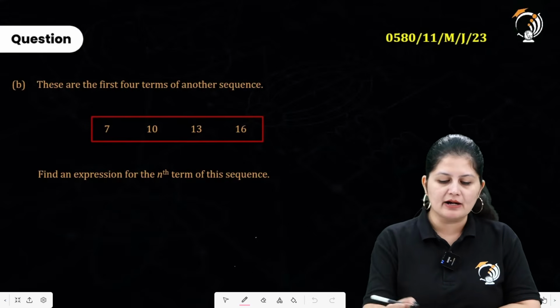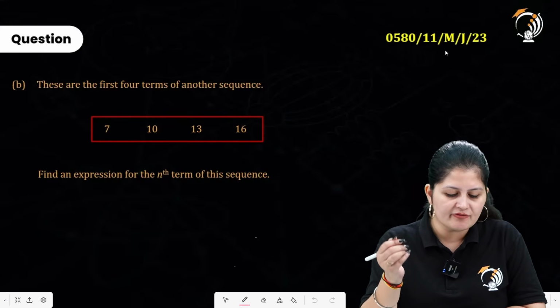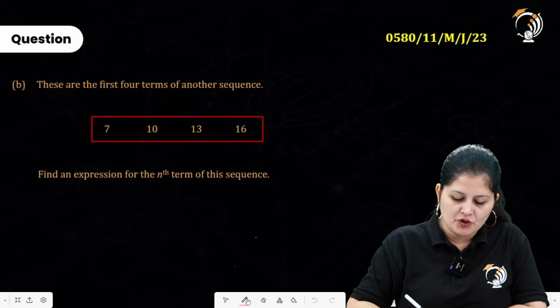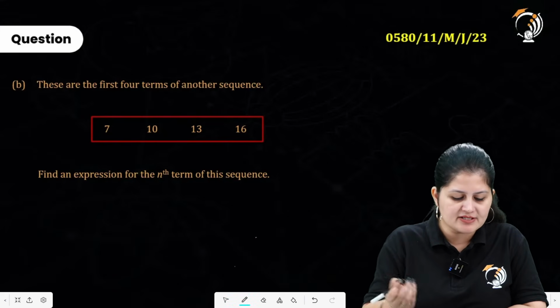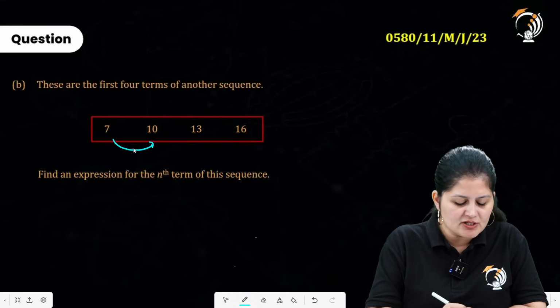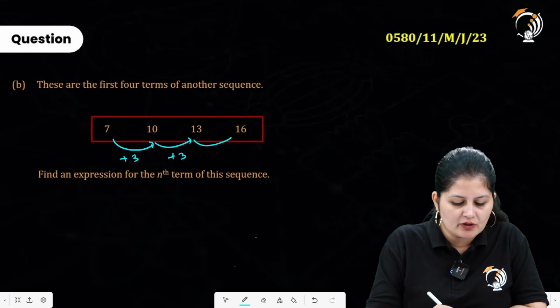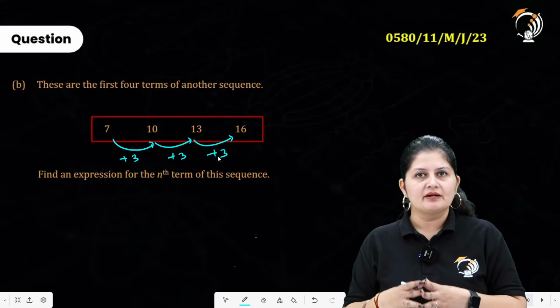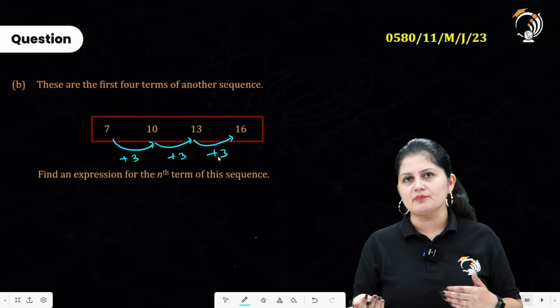Moving to the B sub part of the question, which says these are the first 4 terms of another sequence. Find an expression for the nth term. So let's find out what is happening in this particular pattern. In this pattern, we have a plus 3, right? So clearly, the common difference that we have got here is 3, right? And that means it is an arithmetic sequence.